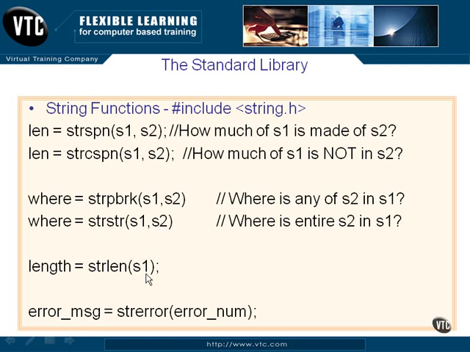String length of S1, simply that, how long is S1. Error message. If we pass string error an error number, say from a file function that we did earlier, string error will give us back into a string buffer the error message that it would print out. And we already saw how to use perror to print an error. Well, perror is calling string error to get the error out of the operating system and put it into an error message, and then we can do something with it.